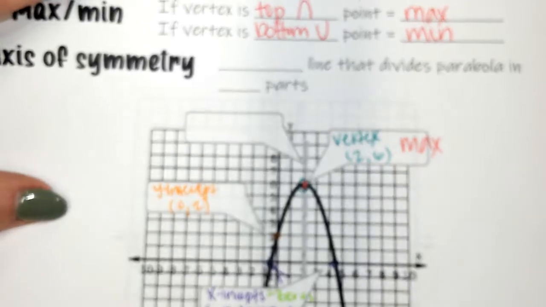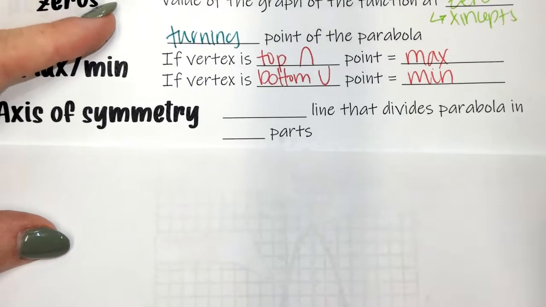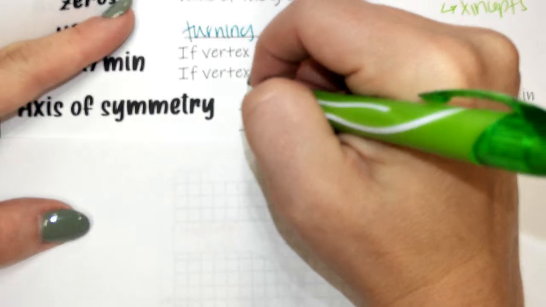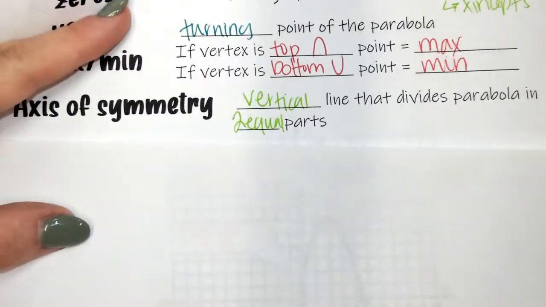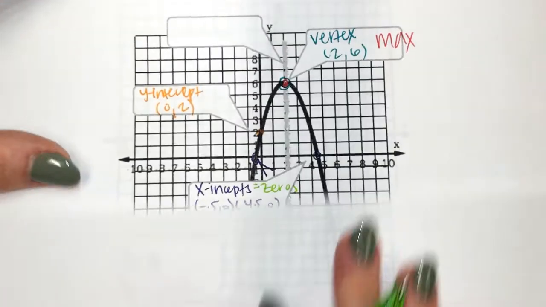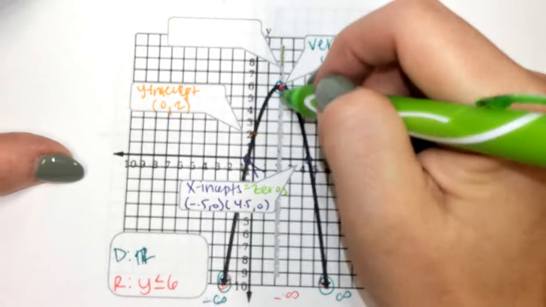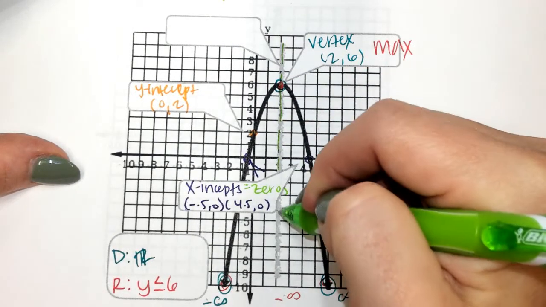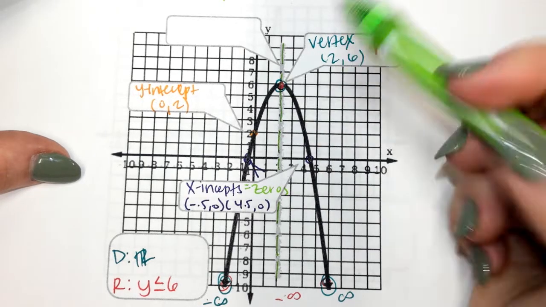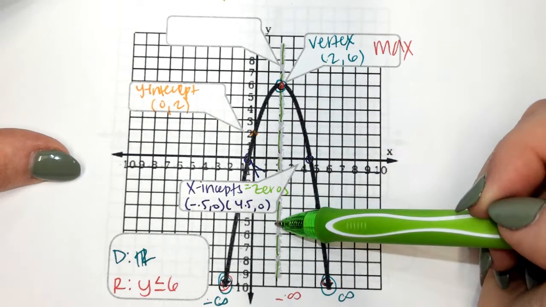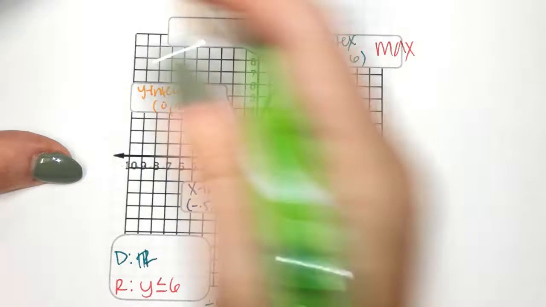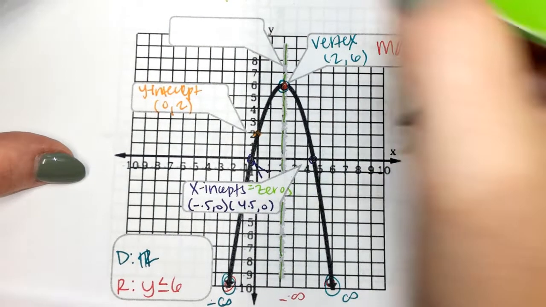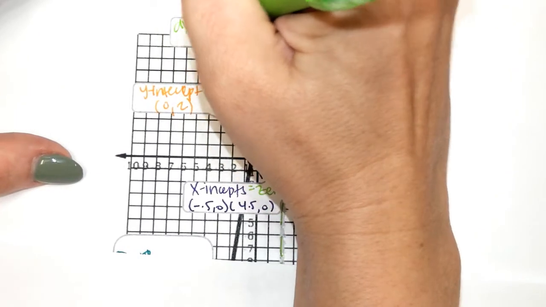And then finally, we've got the axis of symmetry. And our axis of symmetry is a vertical line that divides the parabola into 2 equal parts. So on this graph, it's already defined for us in that vertical line. Remember, vertical lines go up and down, and you can see it divides so that each side of this is equal. They're the same. So this is my axis of symmetry.